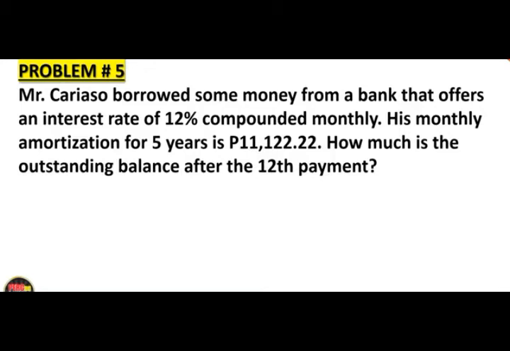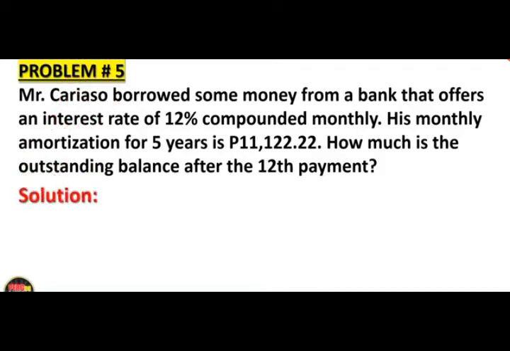Problem number 5. Mr. Carriazo borrowed some money from a bank that offers an interest rate of 12% compounded monthly. His monthly amortization for 5 years is 11,122.22 pesos. How much is the outstanding balance after the 12th payment?